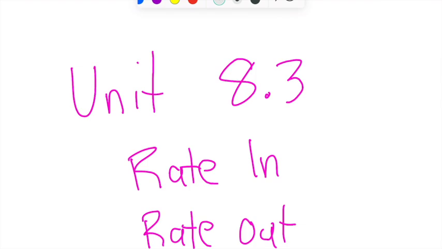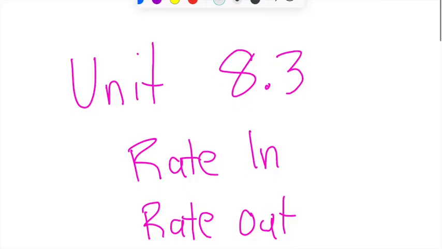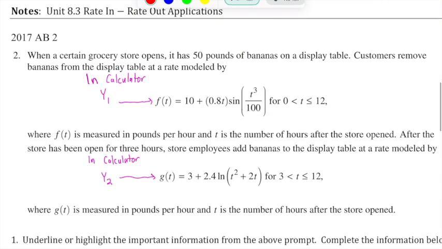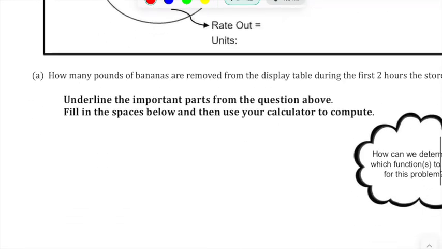Okay, this is the first unit of Chapter 8. Chapter 8 is Integration and Context, or Applications of Integration. We're starting out with 8.3, which is Rate In and Rate Out functions. We're going to do one example to demonstrate the whole concept of Rate In and Rate Out functions.